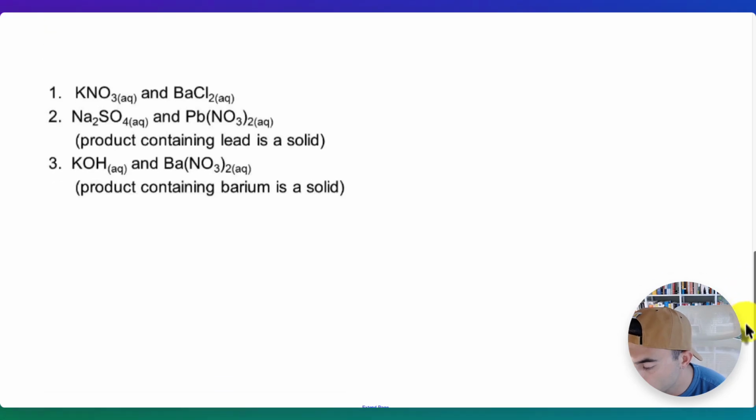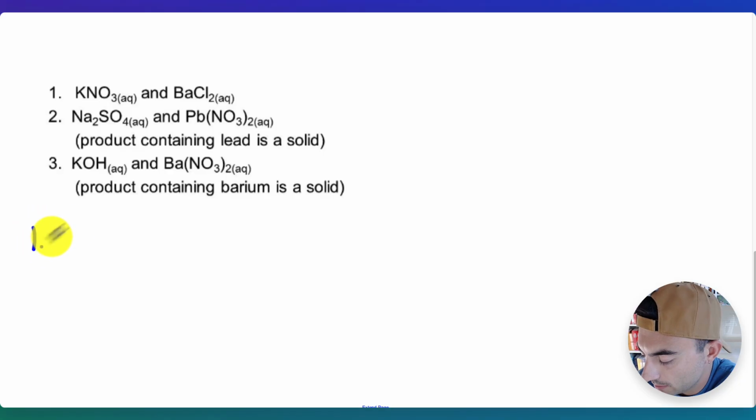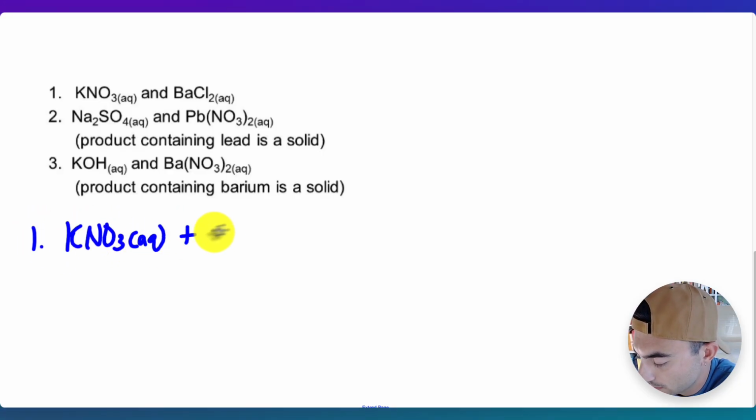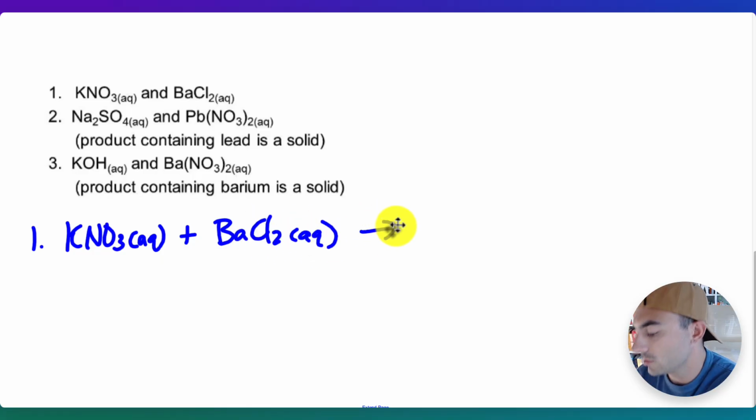A couple of examples we can try and walk through together. So the first one is potassium nitrate, aqueous, and barium chloride, aqueous. And at any point, you can pause the video in steps to see if you're going to write out the products correctly, balance it correctly, do the phases.